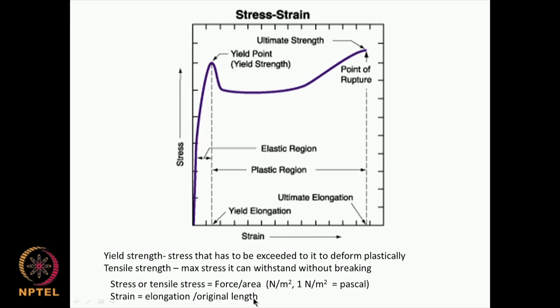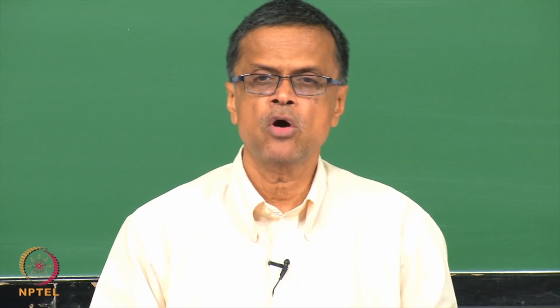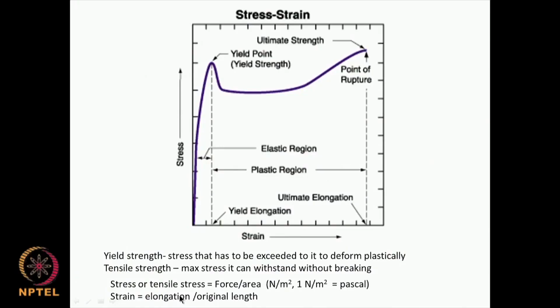What is strain? Strain is elongation divided by original length. So, if I have say a 1 centimeter rod, I am pulling it because of some tensile force, so the rod becomes 1.1 centimeter. From 1 centimeter it has become 1.1 centimeter. Then the strain is, it got elongated by 0.1 centimeter. So, 0.1 divided by original length 1. So, strain is 0.1 by 1. Please note that strain has no units because you are dividing the elongation by original length, whereas stress has a unit, force by area. So, it is Newton per meter square or Pascal, do not forget that.